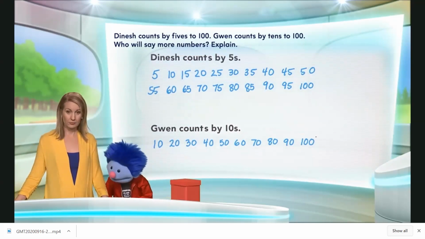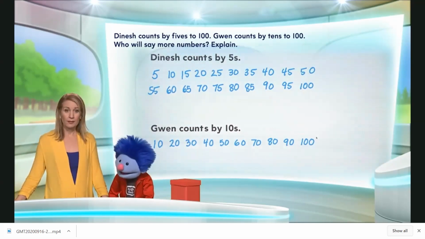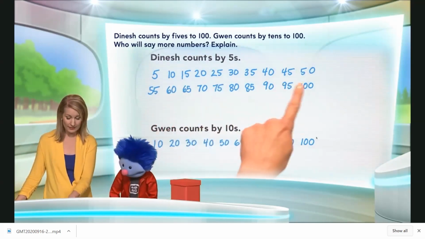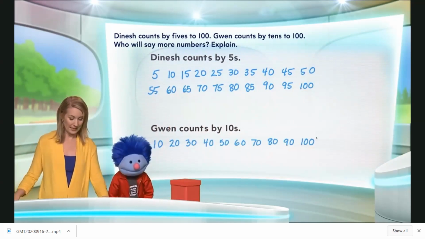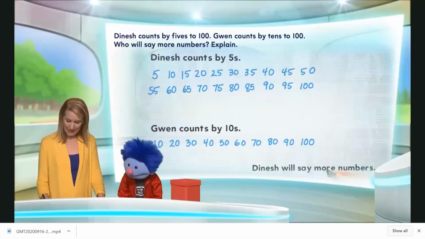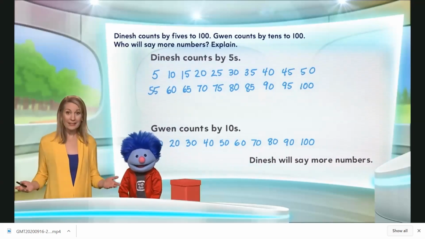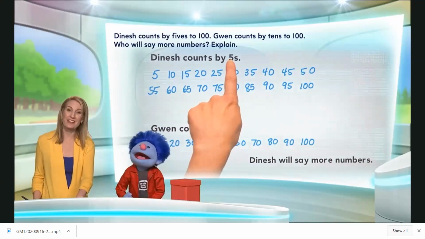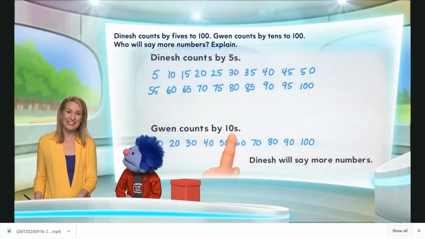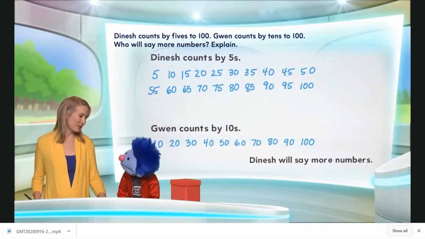Well, let me see. It looks like Dinesh said more numbers. Look at them all. That's right. Dinesh said 10 more numbers than Gwen did. So Dinesh will say more numbers than Gwen. Why? Because Dinesh counted by a smaller number. 5 is smaller than 10, so that means he's going to need more numbers to count to 100.